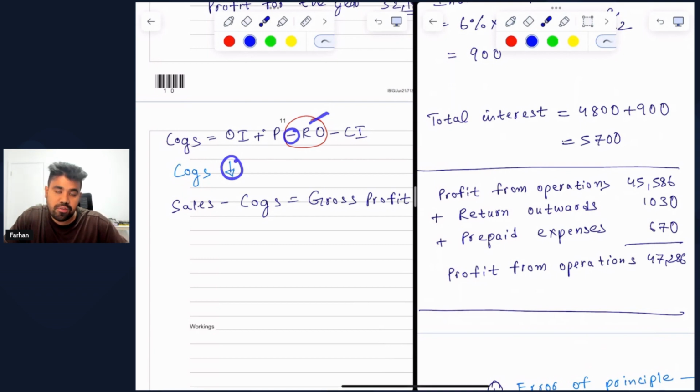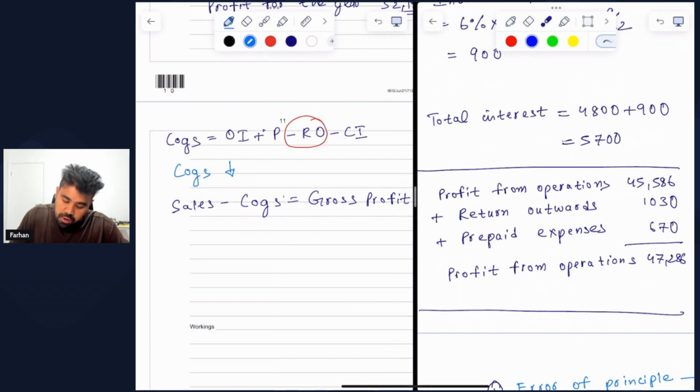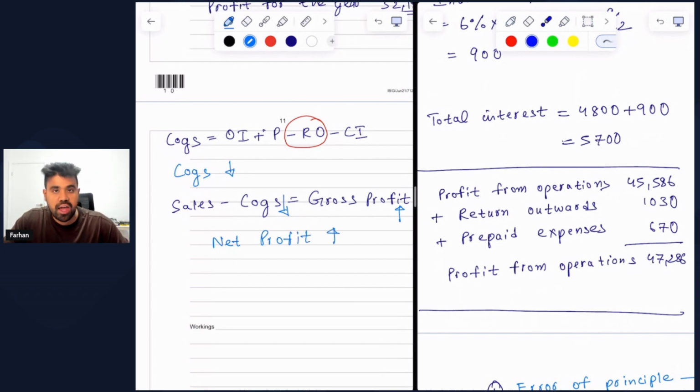Right. So if cost of goods sold goes down, what's going to happen? We know that sales minus cost of goods sold equal to gross profit. So if the cost goes down, then our gross profit should go up. Right. So let me make a note here for you. If the cost of goods sold goes down, then gross profit should go up because now you have less cost to deduct from sales. And if gross profit goes up, then the net profit or the final profit for the year should also go up.